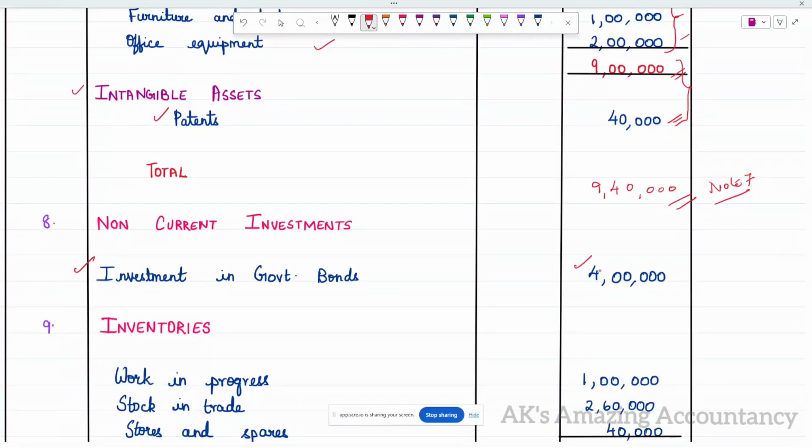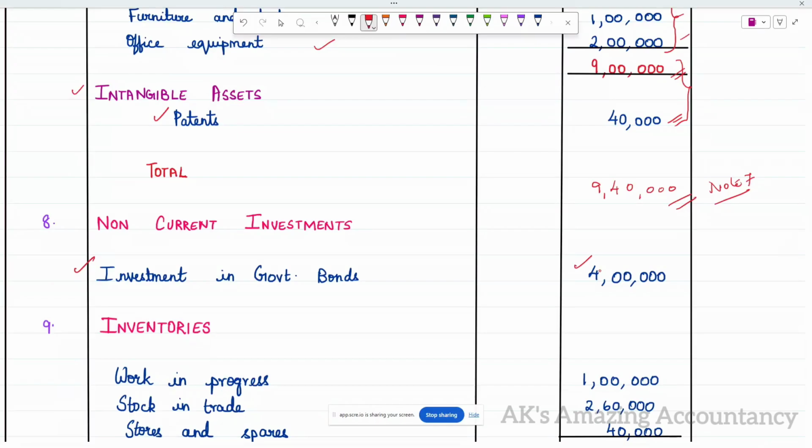I keep on telling you again and again, in this particular chapter, you can prepare the balance sheet properly only if you are thorough with the format. So you should know about the format, its contents, and which item will come under which heading. So memorizing the format and being thorough with the format is very, very essential.